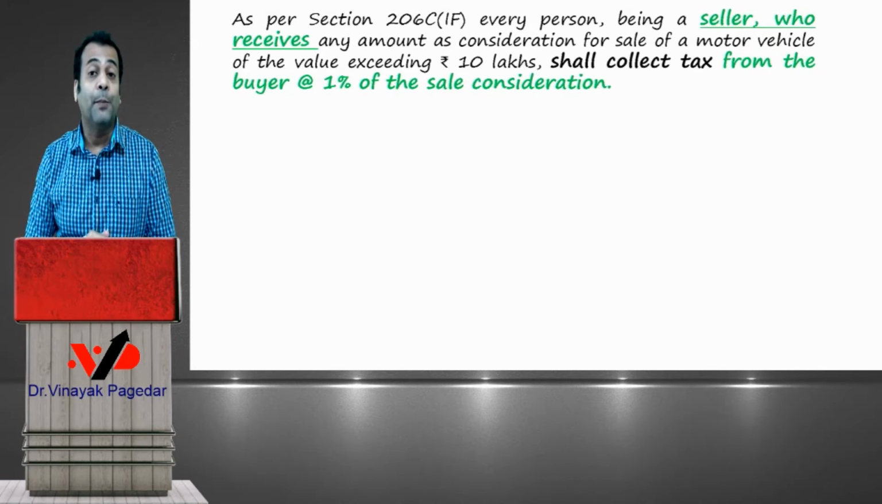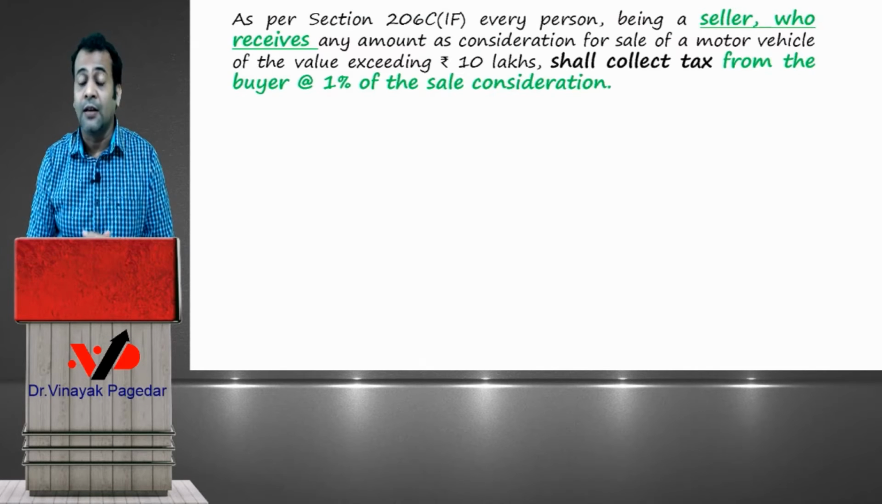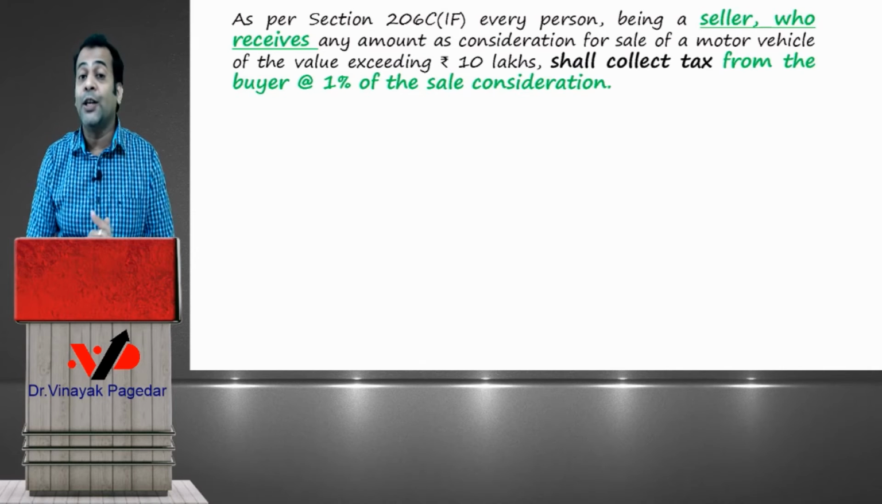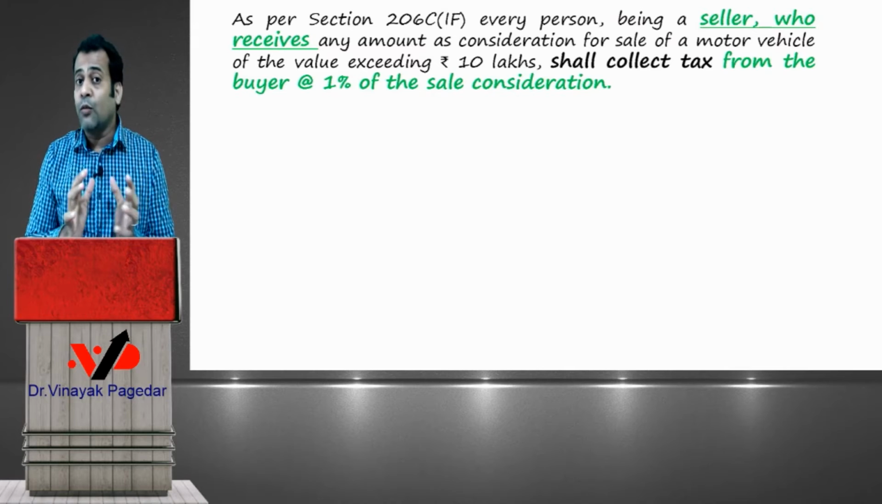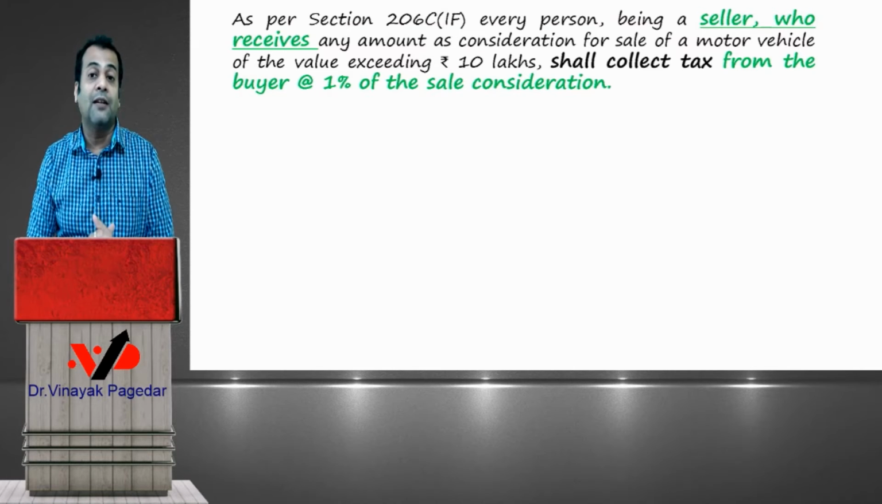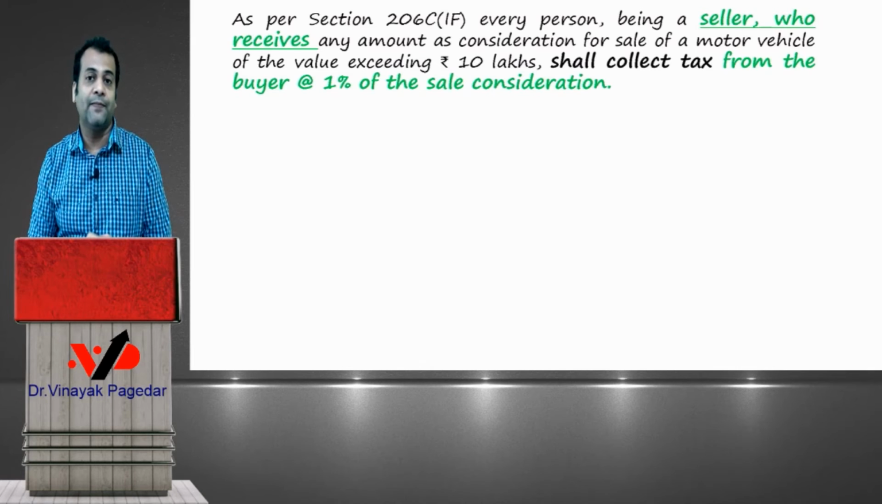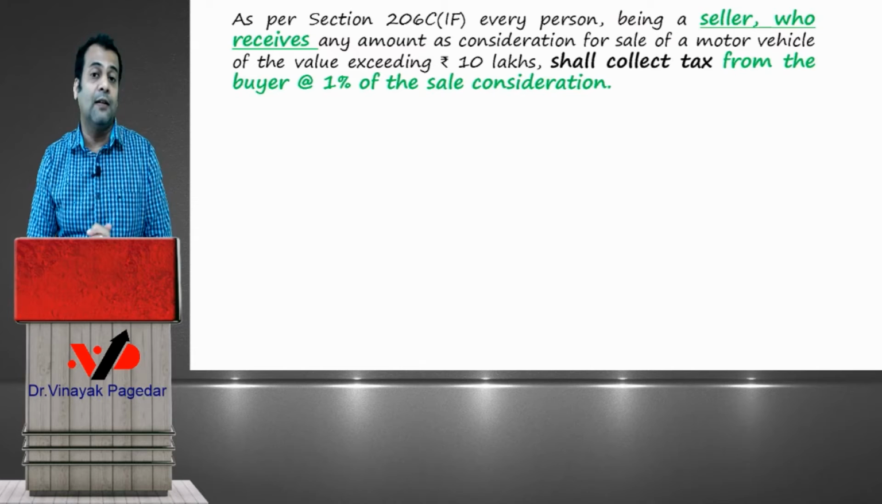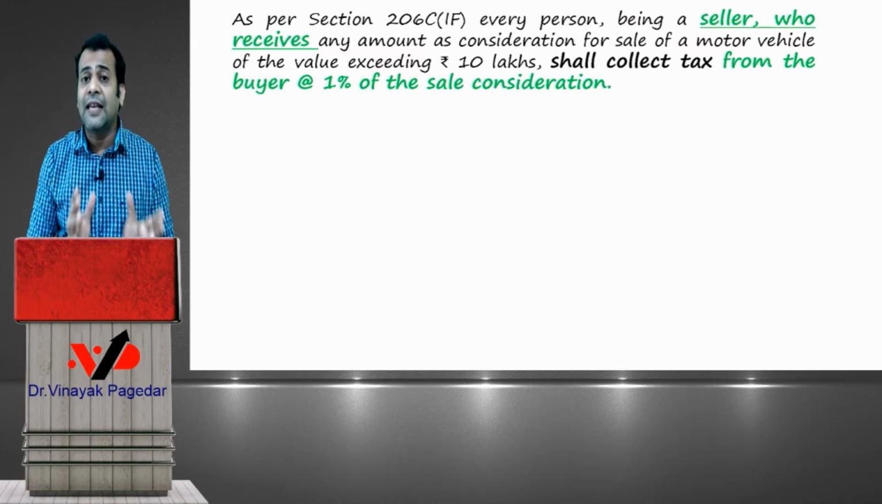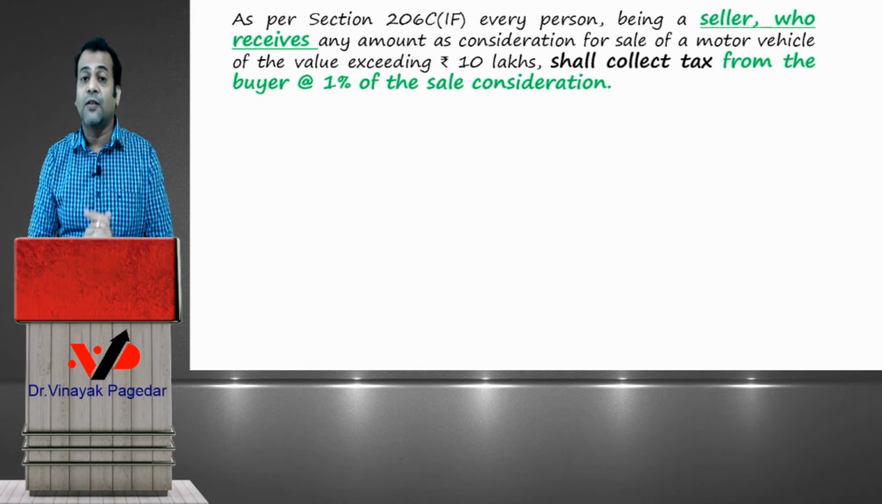It says every person being the seller who receives any amount of consideration for the sale of a motor vehicle, the seller of a motor vehicle of the value exceeding 10 lakh rupees shall collect tax from the buyer at 1% of the sale consideration. Here they are trying to target people who are buying luxury vehicles. So today if you purchase any vehicle, the value of which exceeds 10 lakhs, if the consideration you are paying the seller is more than 10 lakhs, then remember the seller is going to collect 1% TCS from you. But 1% of what? 1% of the sale consideration.